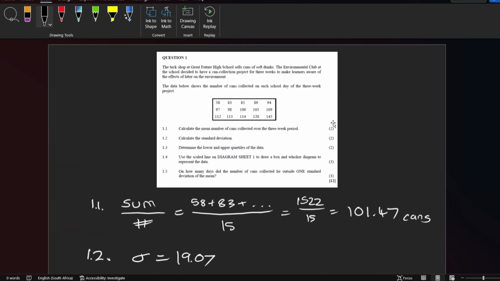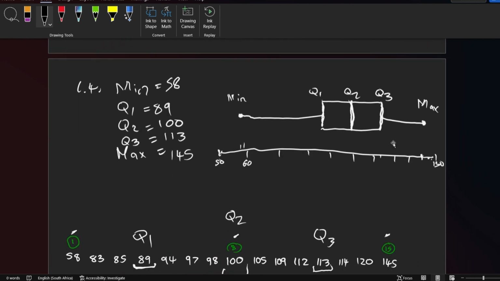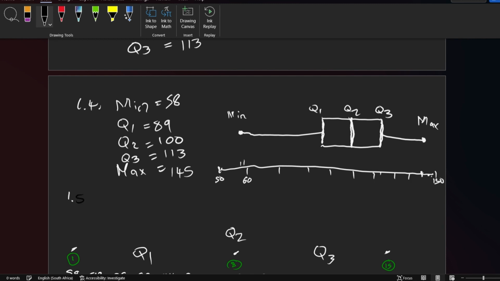Okay, looking at question 1.5, on how many days did the number of cans collected lie outside 1 standard deviation of the mean. To determine on how many days, which obviously corresponds to how many values lie outside 1 standard deviation, we need to calculate the first standard deviation interval. So we need to calculate our standard deviation interval, and the equation for that will be your mean value minus 1 standard deviation and your mean value plus 1 standard deviation.